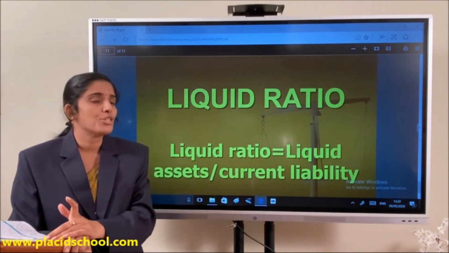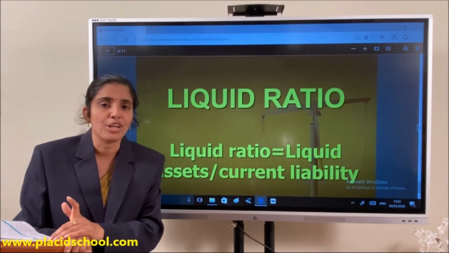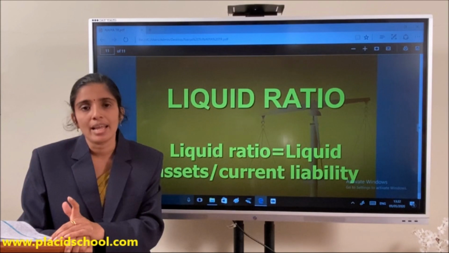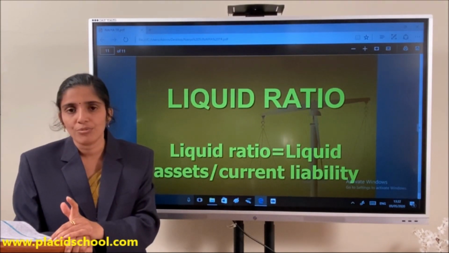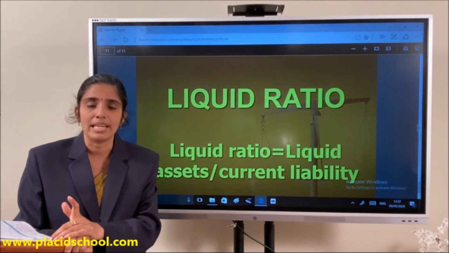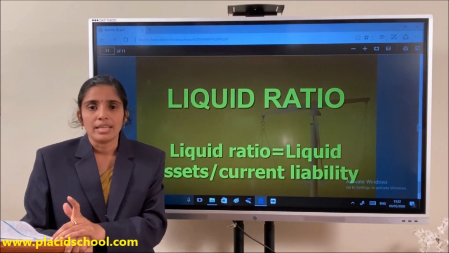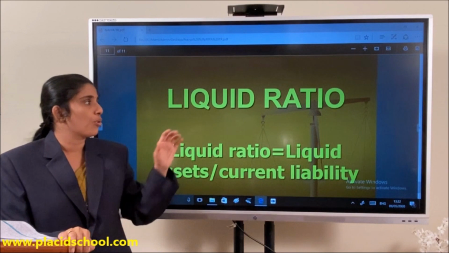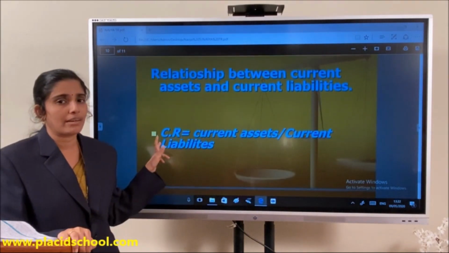The ideal liquid ratio is 1:1. That means if you have assets of 1 lakh and liabilities of 1 lakh, that is ideal. That is, the liquidity ratio is ideal at 1:1. Then we are going to discuss the problems of current ratio.